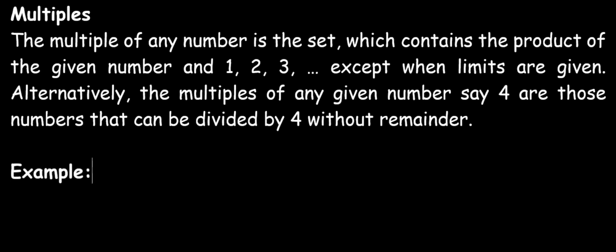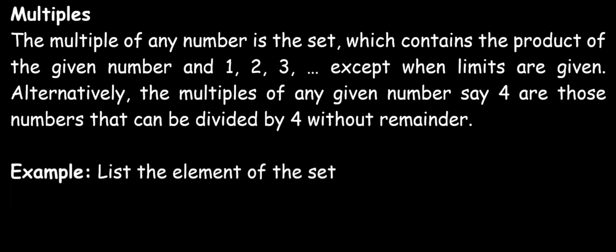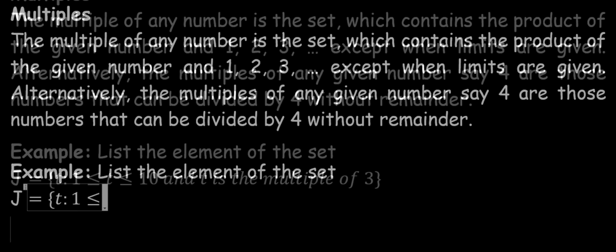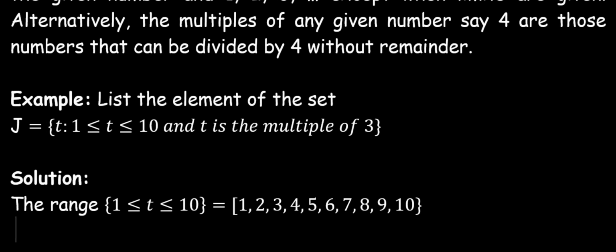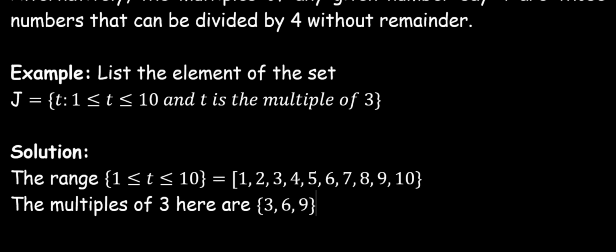Example, list the elements of the set J equal to {T such that 1 is less than or equal to T, less than or equal to 10, and T is a multiple of 3}. Solution. The range 1 less than or equal to T less than or equal to 10 is 1, 2, 3, 4, 5, 6, 7, 8, 9, 10. The multiples of 3 here are 3, 6, 9. Therefore, J is equal to {3, 6, 9}.